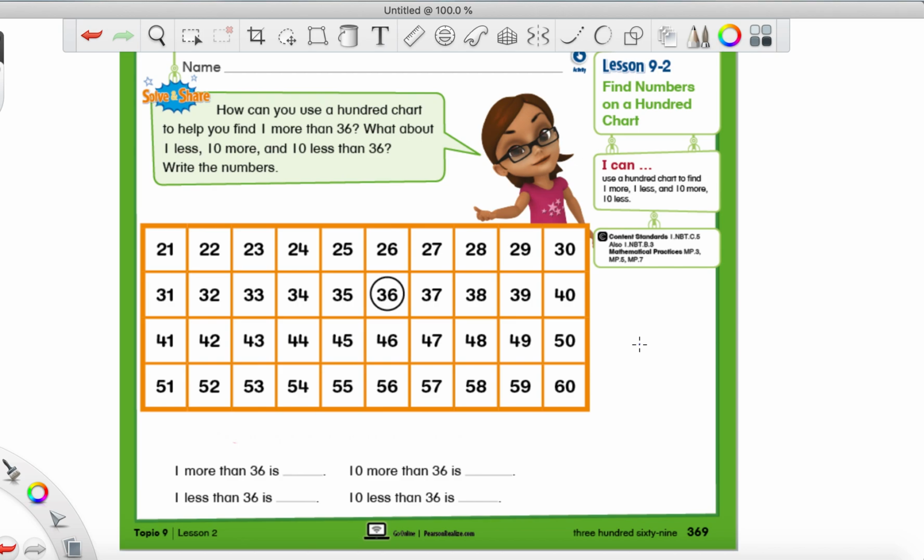Today we're still on Unit 9. We're on lesson number 2 now, and we are on page 369 that I'm circling there at the bottom. You're going to see a picture. It's like a piece of a 120 chart, and we worked with 120 charts before. Today we're going to see how these big, awesome charts can help us out with one more, one less, 10 more, 10 less. So we're still working on what we did yesterday, but we get to use 100 charts to help us.